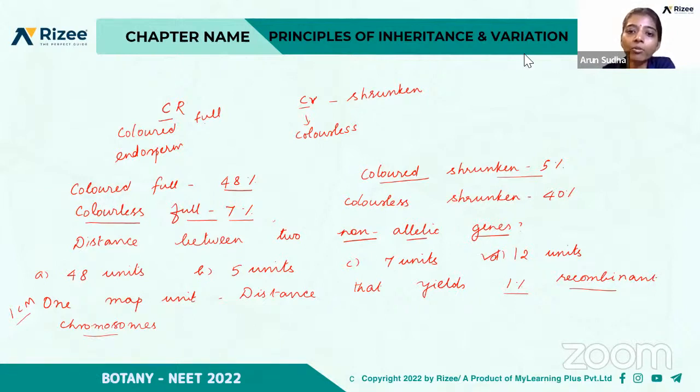Are you able to follow this? The answer is 12 units because the distance that yields 1% recombinant chromosomes is 1 centimorgan, and 100% crossover is equal to a Morgan.